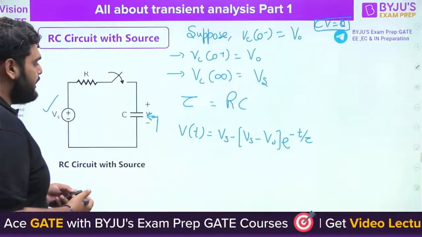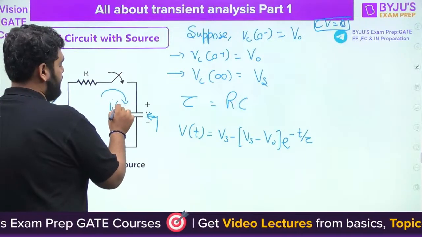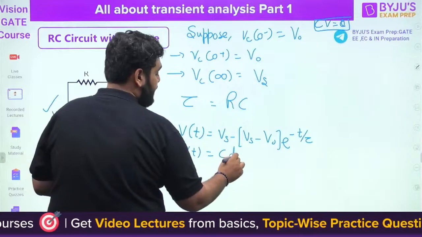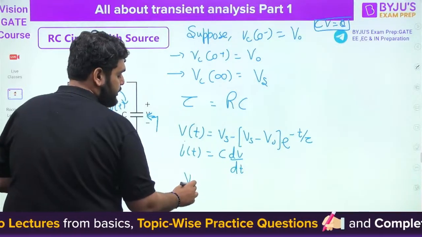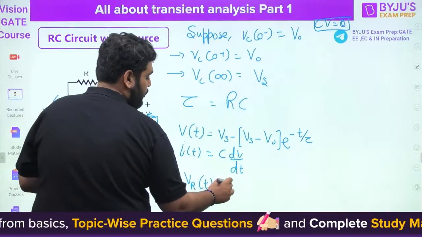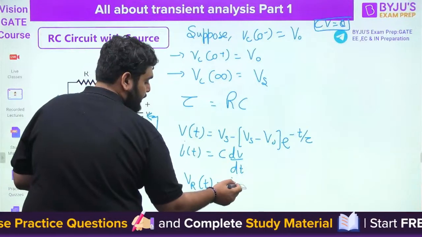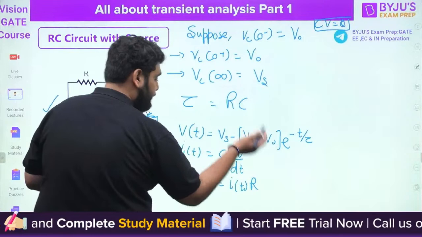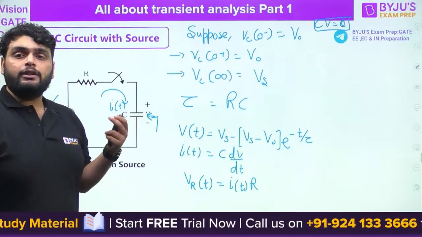Understand this concept? We can also find out the current here. It is equal to C dV by dt. We can also find out the resistor voltage here. Resistor voltage is equal to the current It multiplied by R, simple Ohm's law. So once we have the capacitor voltage, we can find these out easily.